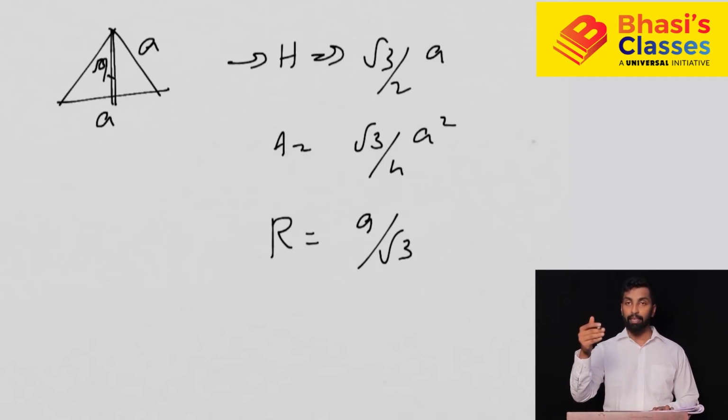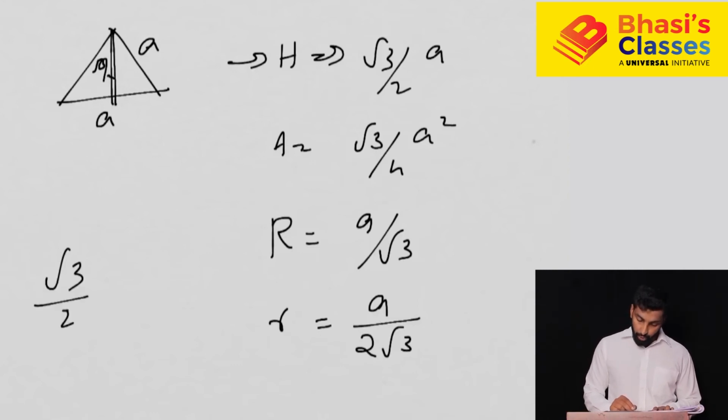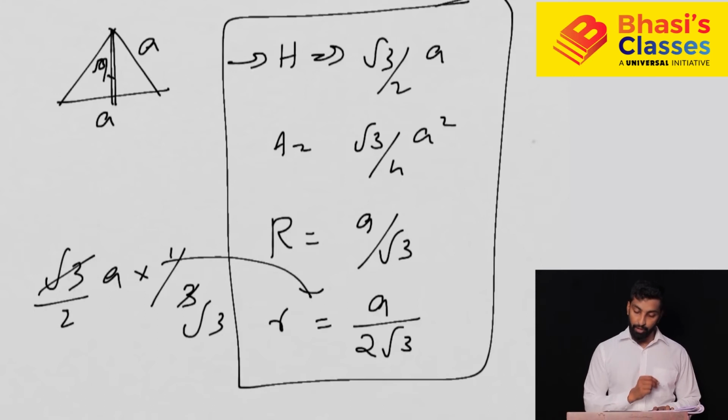the ratio 2/3, right? Now the inradius is a/2√3, because the inradius is, if you divide the height by 1/3, you will get the inradius, right? So height is √3/2a. If you do this 1/3, this will become √3. So a/2√3. So these are the four things which you can keep in your mind with respect to an equilateral triangle.